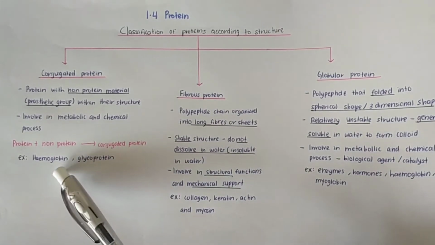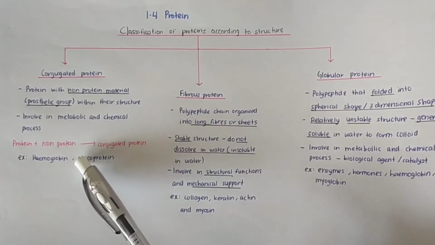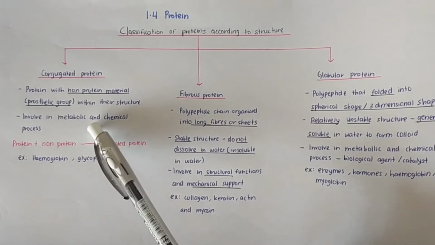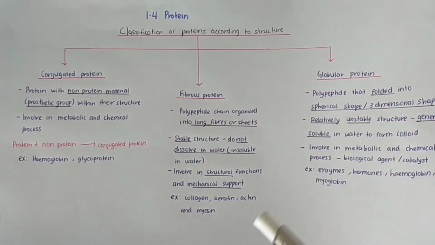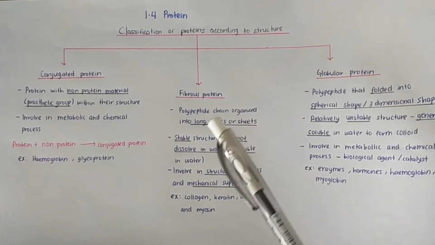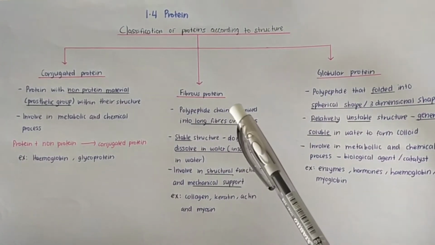The other example of conjugated protein is glycoprotein. The function of conjugated protein is that it will be involved in metabolic and chemical processes. Next, we look at the fibrous protein. So what is fibrous protein?